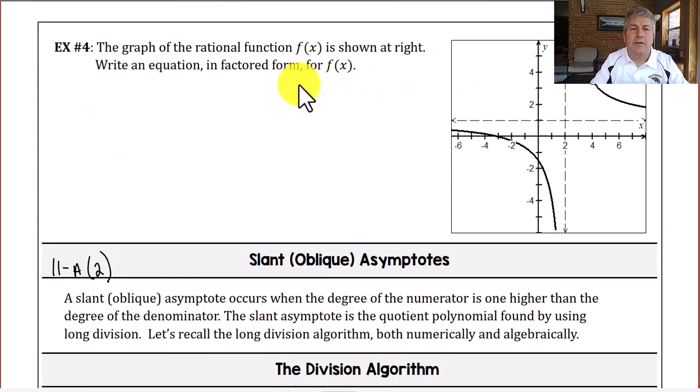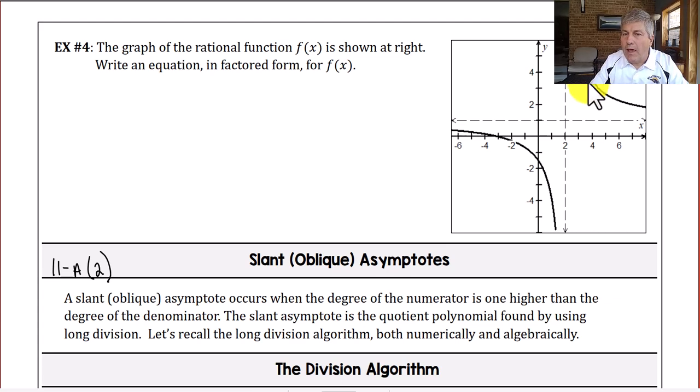And finally, in sample 4, we're given the graph of the rational function. We want to write an equation in factored form. So let's take a look at some of the things we've got going on here. We have a vertical asymptote at 2. So we know one of the factors in our denominator is going to be x minus 2.